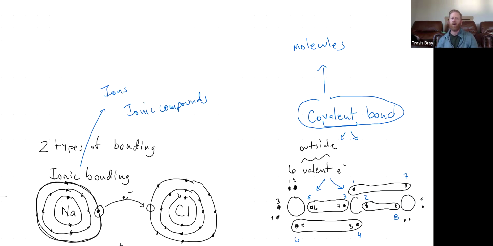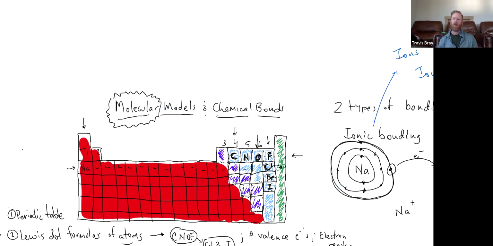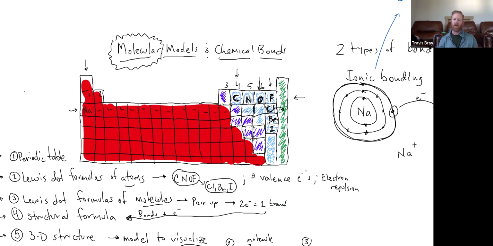So when we're thinking about molecules in the context of molecular models, we're going to be working completely with nonmetals, because nonmetals give us covalent bonds. And covalent bonds give us molecules.